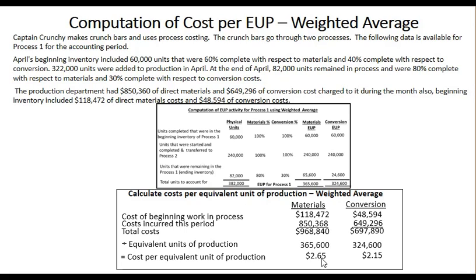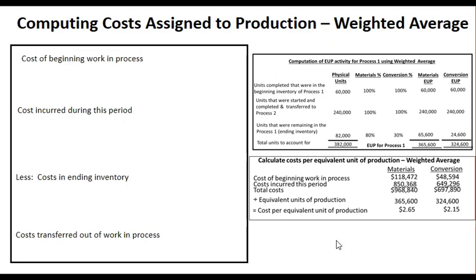$2.65 per EUP. Conversion cost, we take the 324,000 EUP of conversion, and then we divide that into the $697,890, and the cost per equivalent unit of production is going to be $2.15. Now that we calculated the EUPs, again, I've reproduced both the conversion slide information and also the cost per EUP for weighted average.